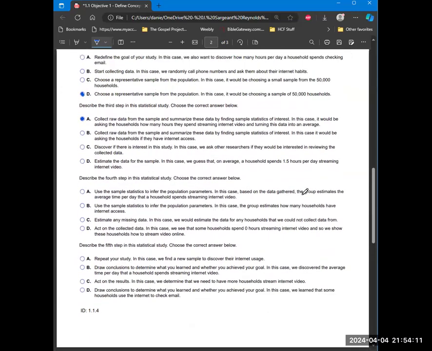Now we want to describe the fourth step in this statistical study. That would be to use the sample statistics to infer the population parameters. In this case, based on the data gathered, the group estimates the average time per day that a household spends streaming internet video. So that would be A.